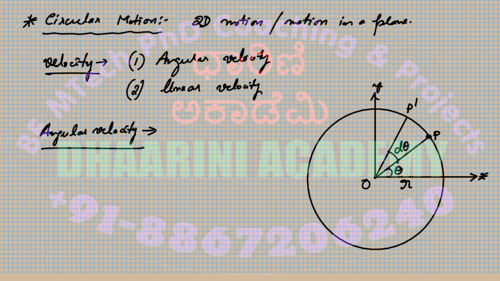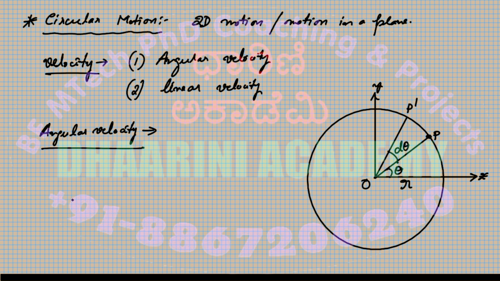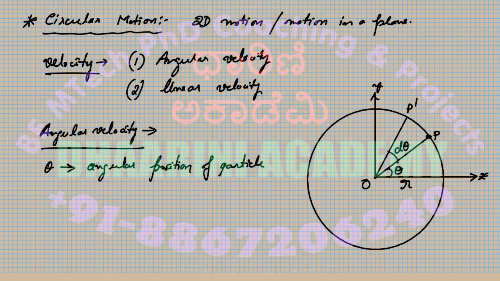So the theta is called, there is a specific name for this theta. Let me write that. So here the theta is called as the angular position of the particle. Angular position of the particle. All right, fine. Now, as the particle moves on the circle, its angular position theta keeps on changing.